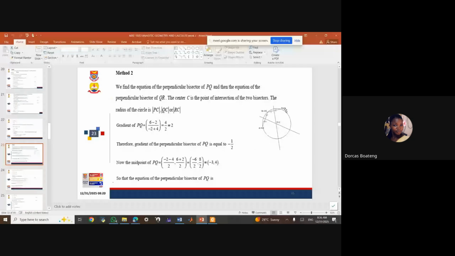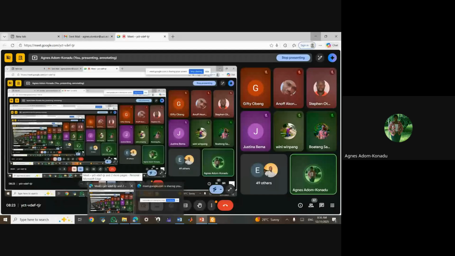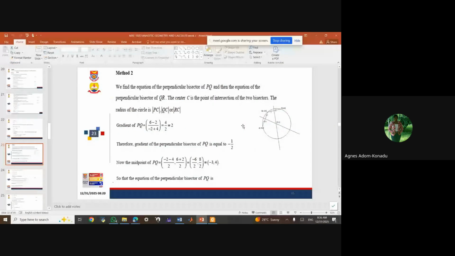Negative 1 on 3, positive 1 over 3. So which one should we take? Is it positive 1 on 3 or negative 1 on 3? Positive 1 on 3. Okay.